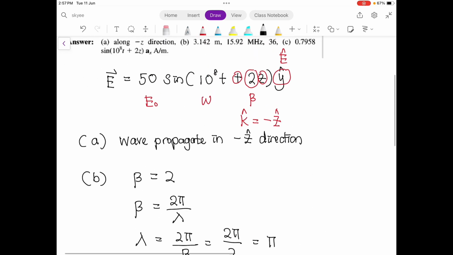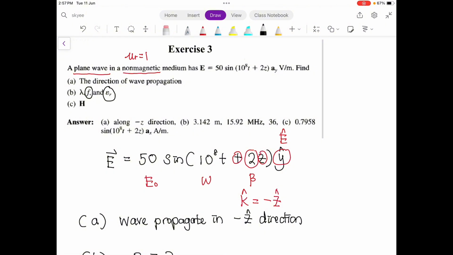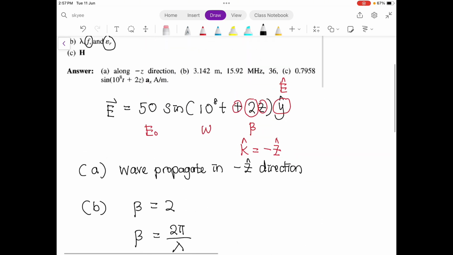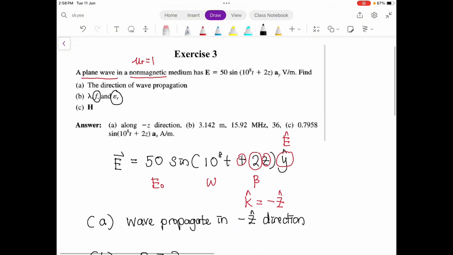And lastly, you need to find epsilon r. Let's check what equation we can use. We know beta, so we can use the equations of beta. When you want to select the equation of beta, we have 4 mediums: lossless, lossy, free space, and also the good conductor. We need to choose the suitable beta, so we need to identify what kind of medium this is.